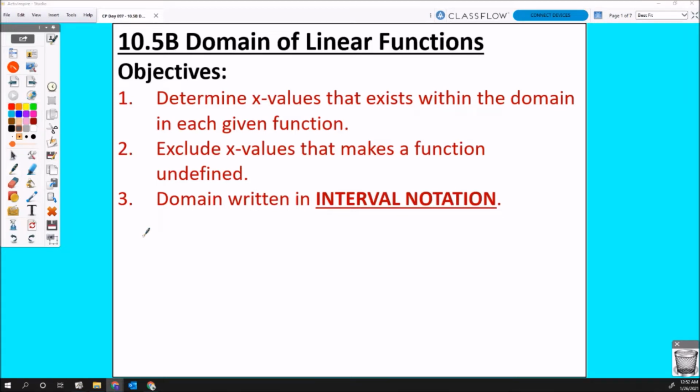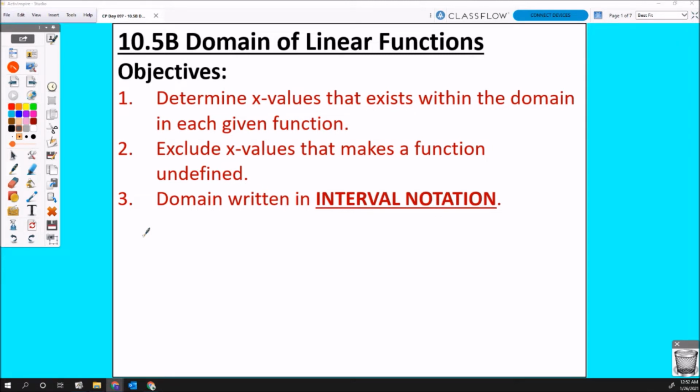Hi, welcome to section 10.5, domain of linear functions. Now in the title, I will talk about finding domain within only linear functions. I will also cover rational functions, and later on I will cover other types of functions besides linear.